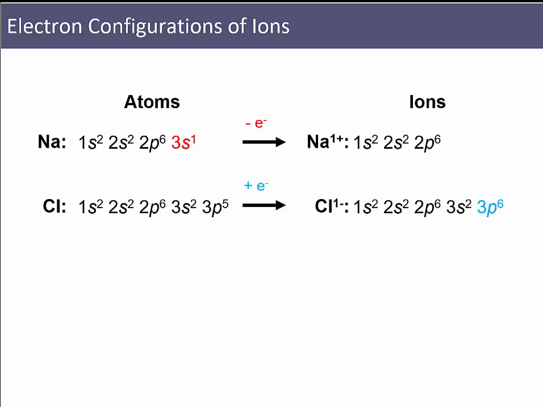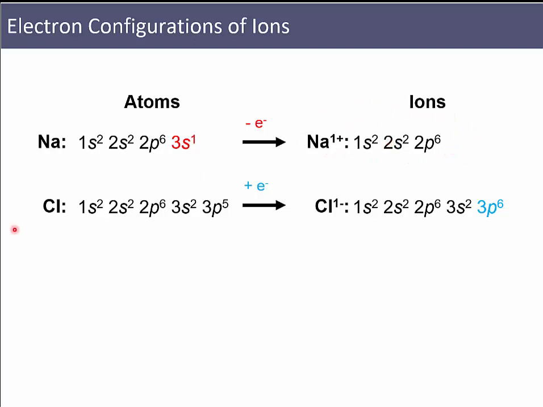So if we look at our electronic configuration for our atoms, sodium starts off as 1s2, 2s2, 2p6, 3s1. It loses an electron and becomes sodium +1 with the electronic configuration of a cation, 1s2, 2s2, 2p6. This is the noble gas configuration for neon.